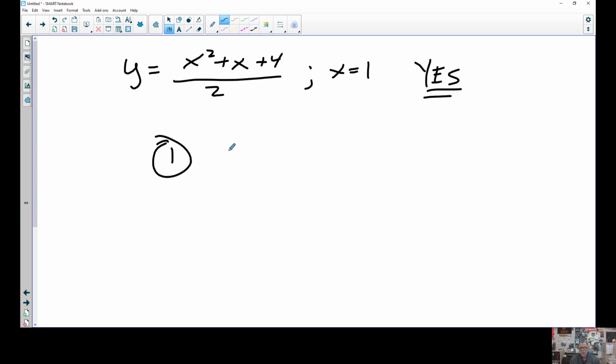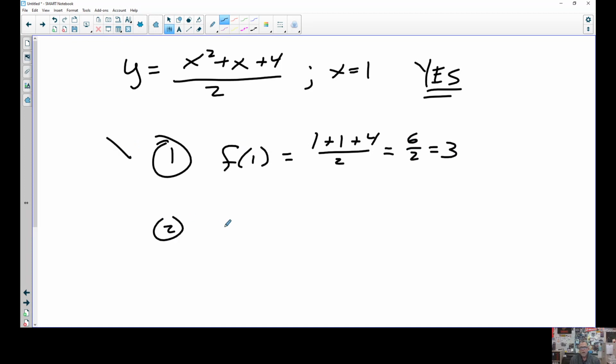So let's do the proof now. f of 1, we know our x, f of 1 is equal to 1 plus 1 plus 4 over 2, which is 6 over 2, which is 3. It passes. It's got a value. The second thing, the limit, and I can write this out before I even do it, as x approaches 1 of our function f of x is what?